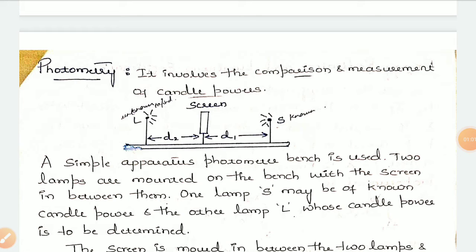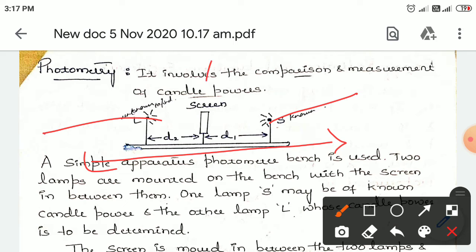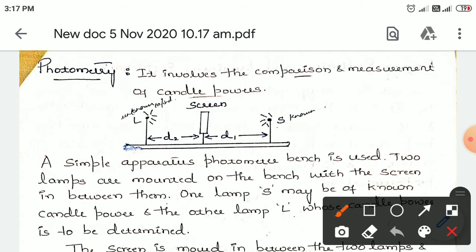It consists of a very simple setup, an apparatus consisting of a photometer bench. This is called a photometer bench. Two lamps are mounted on the bench with the screen in between them. This is lamp 1, this is lamp 2, and the screen is in between them. One lamp S may be of known candle power, and L is the lamp whose candle power is to be determined.